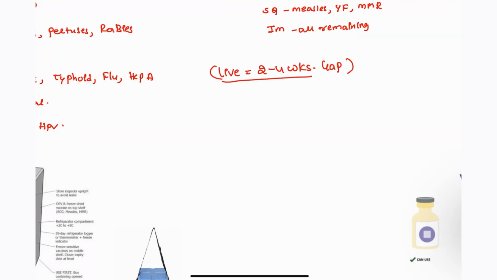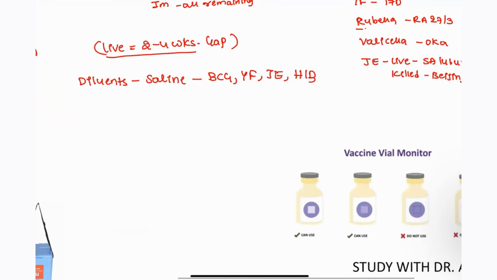Next, coming to the diluents. What are the diluents we are going to use? Most commonly used is the saline. Normal saline is mixed in the BCG vaccine, yellow fever, Japanese encephalitis, and influenza vaccine can also use it. Next, distilled water. Distilled H2O is commonly used for the MMR. These are the commonly used ones, guys. You have to understand. And additives like neomycin is an additive for the measles vaccine, that is very rarely asked.